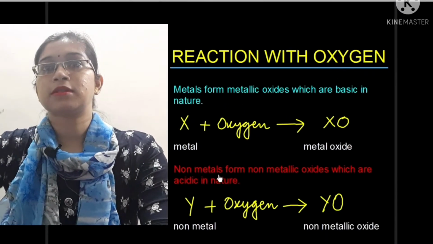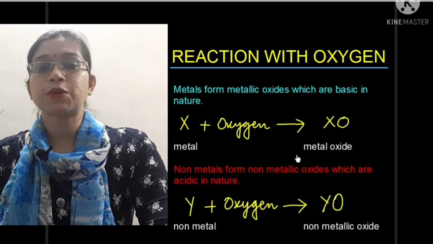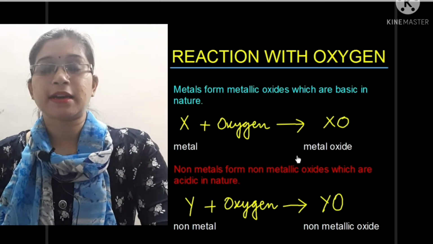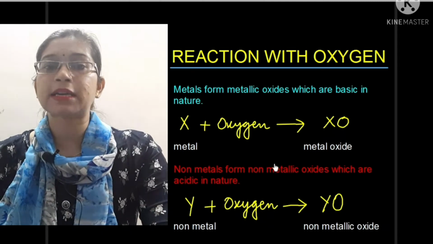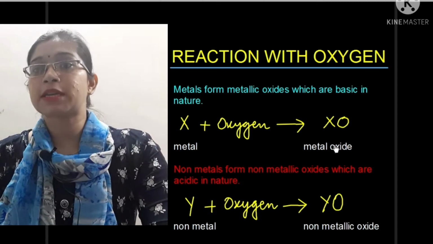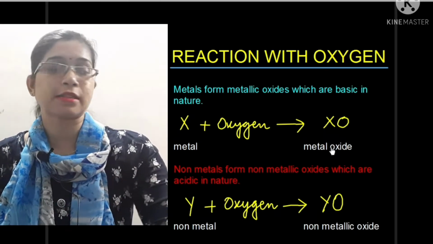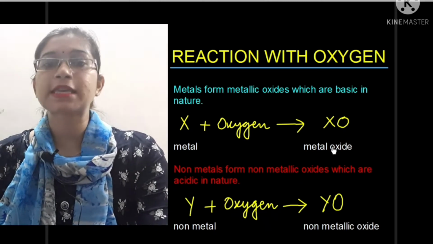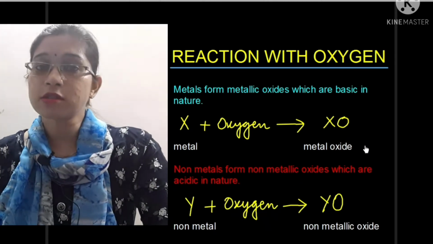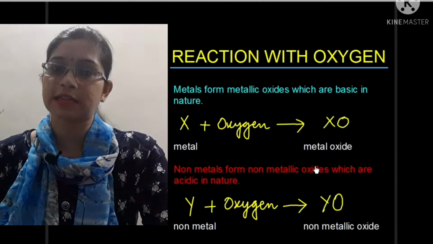So the first one is reaction with oxygen. We know that whenever any metal reacts with oxygen, an oxide is formed that is known as a metal oxide. Now this metal oxide, when it is checked with an indicator, we come to know that this is basic in nature. And we also know how we can differentiate between acids and bases with the help of an indicator.